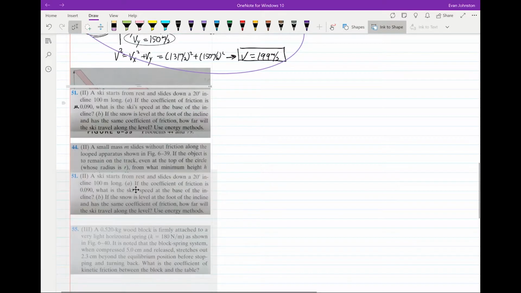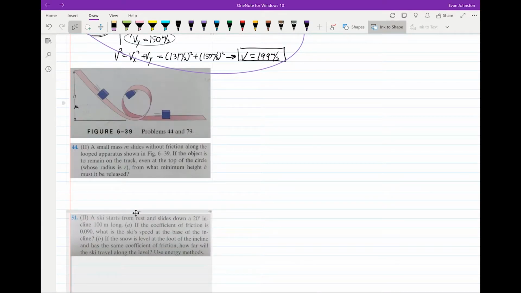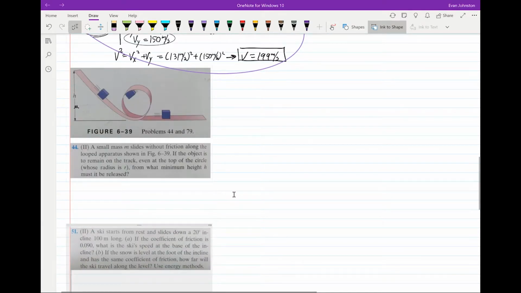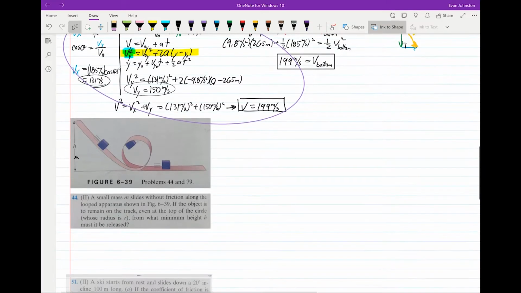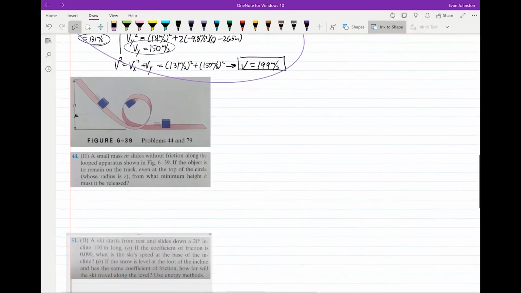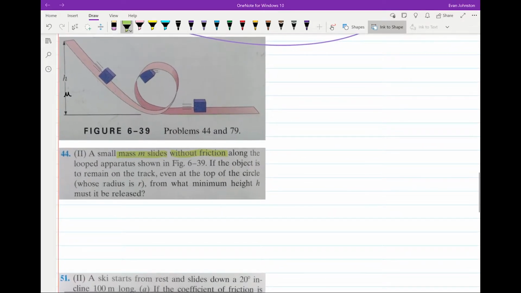So now let's look down at number 41. This one should be a lot quicker. We're not going to have to deal with anything in the Unit 1 style, but we have a slide with a loop-the-loop in it, and there's a small mass m. It slides without friction. That's great, so there are no non-conservative forces. And it slides along the loop.